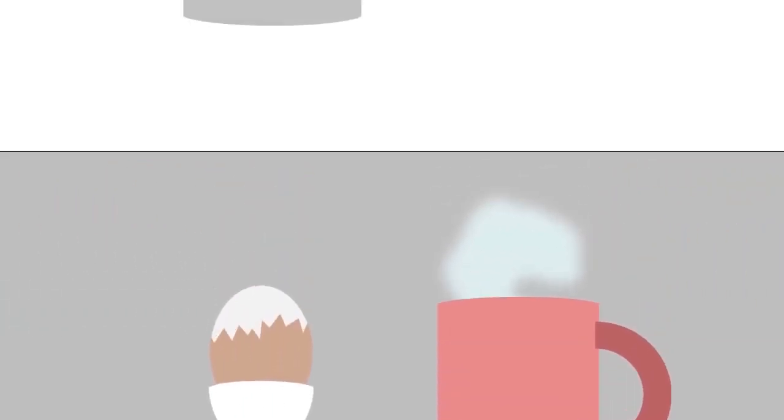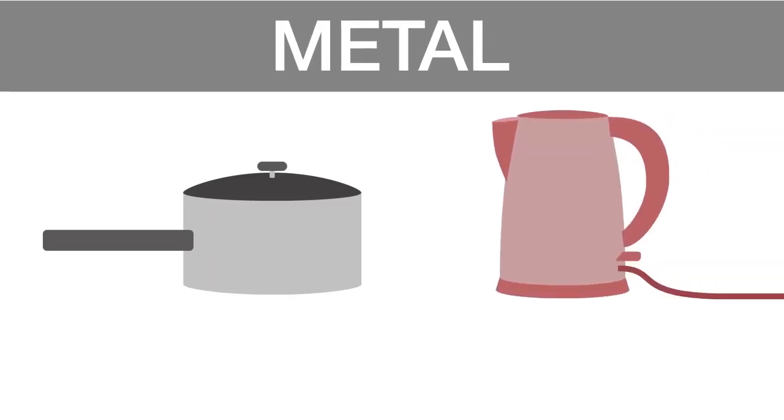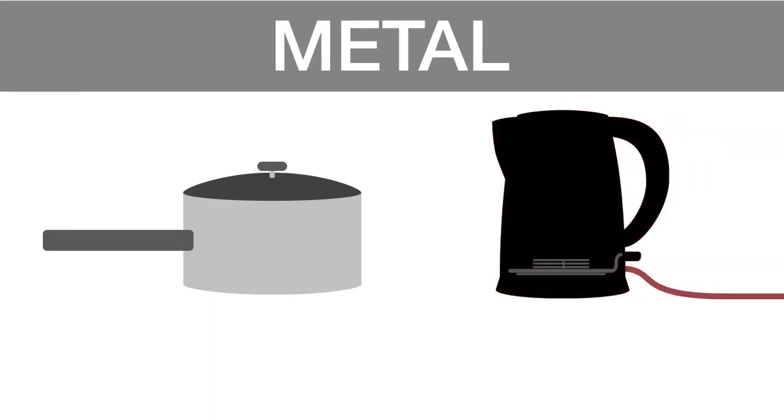Metals are used in many everyday objects. This morning, when I woke up, I decided to have a soft-boiled egg and a cup of coffee. The pot I used is made of metal. The kettle is made of plastic, but the coiled heating element inside it is made of metal.